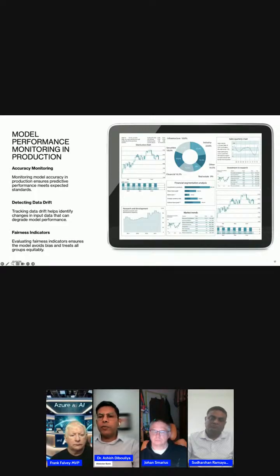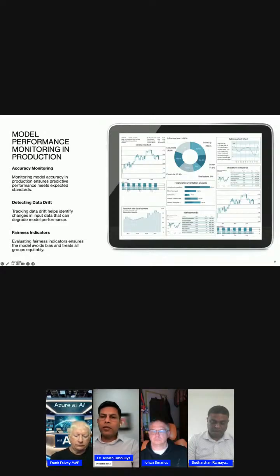From an accuracy perspective, Azure Machine Learning enables ongoing tracking of key metrics such as the ROC or the KS, precision, recall, and calibration, ensuring that the PD, LGD, and EAD predictions continue to meet the expected performance thresholds in production. Equally important is data drift detection. Azure ML monitors shifts in input data distribution and prediction patterns, helping identify changes in customer behavior or economic conditions that could impact model reliability.